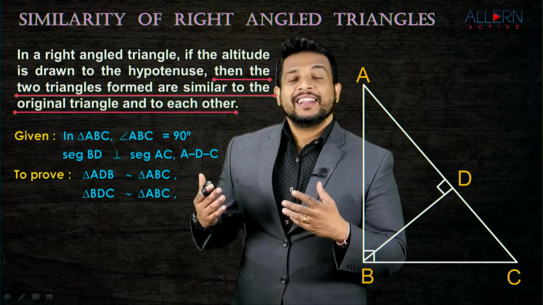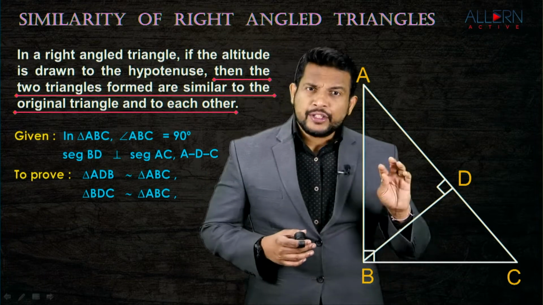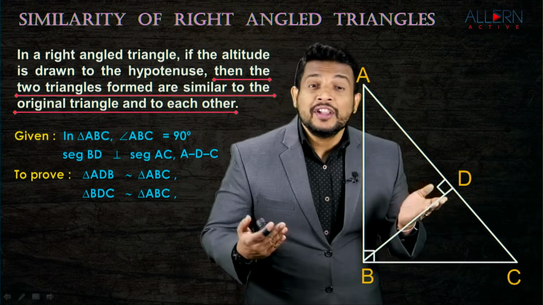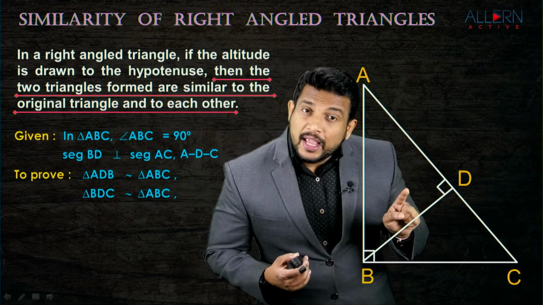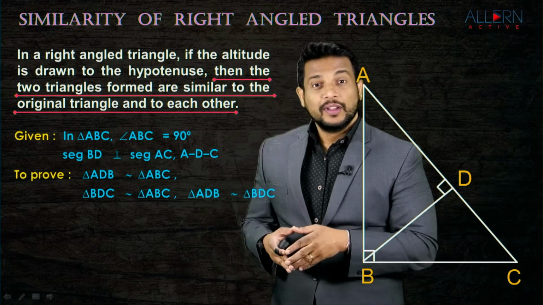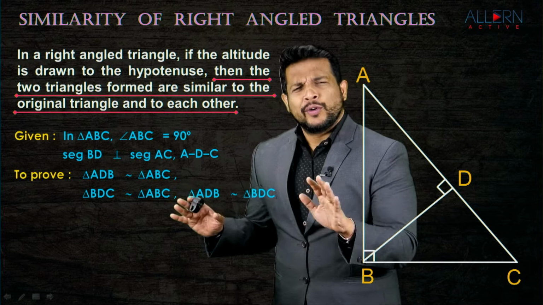Beautiful. What else? It says further, and to each other. That means each of these triangles, they are similar to the original one and also similar to each other. That means we are saying that triangle ADB is similar to triangle BDC. That is what you are supposed to prove. So there's a lot to prove. We have to prove three things. Difficult? No, it's going to be very easy.